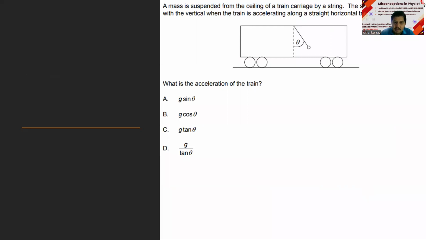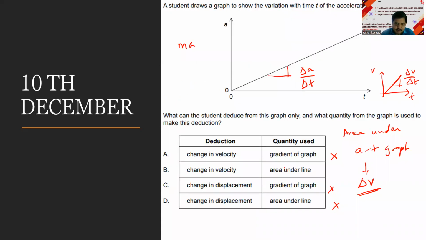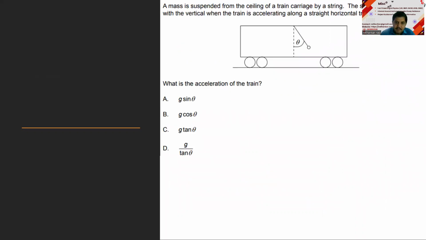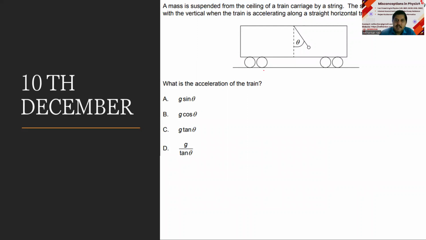Okay, so I think the last question. No, we have one more. I hope you have understood this question. So the answer here is B. Sometimes what happens is we need to exclude all the incorrect options and then deduce it. Okay, next. A mass is suspended from the ceiling of a train carriage by a string.